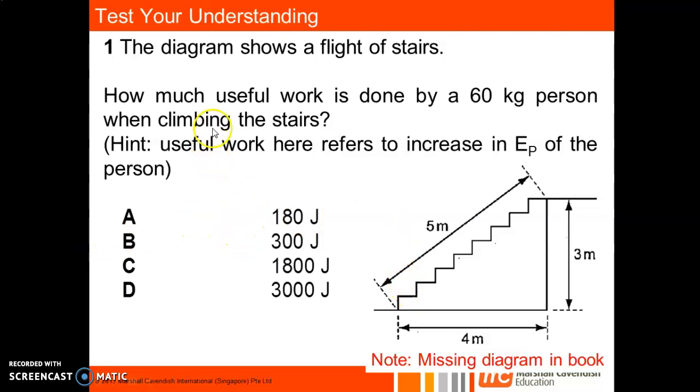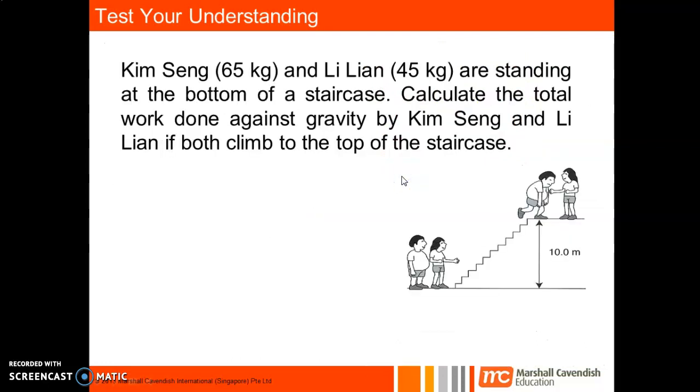Question 1. The diagram shows a flight of stairs. How much useful work is done by a 60 kg person when climbing the stairs? So there are two methods. If you want to use the work done, you need to find out what is, if you want to use work done, the answer is actually C.